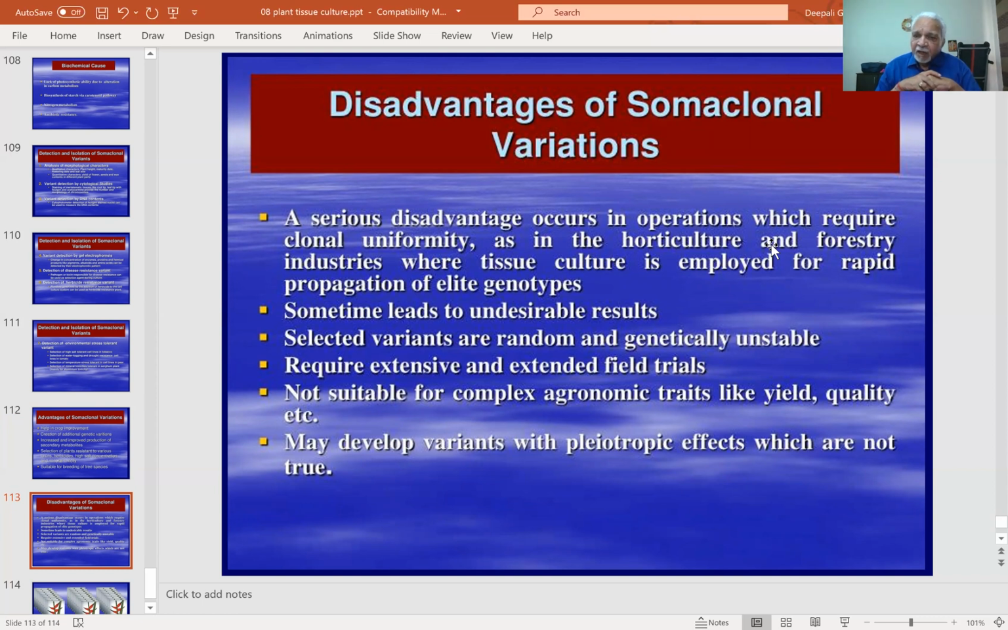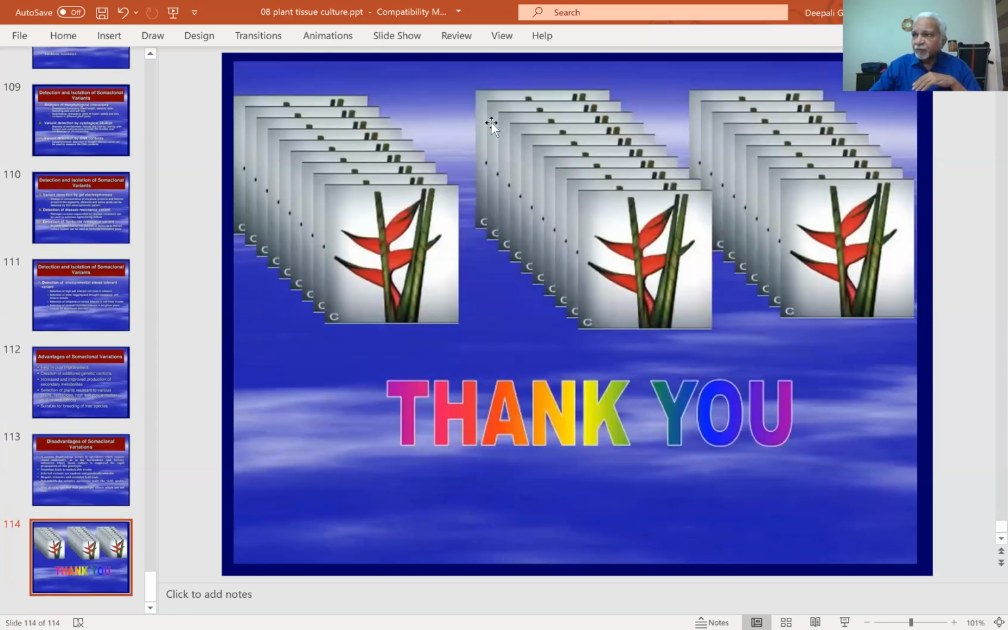So if I have to summarize what I have been talking about, although a lot of potential was shown in this approach of crop improvement, looking at somaclonal variations, a lot of successful papers were published, and a lot of literature is available from the 70s and 80s, but this could not get stabilized as one of the major ways of crop improvement.